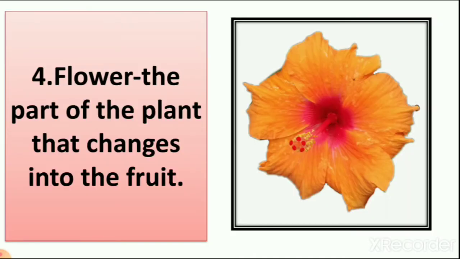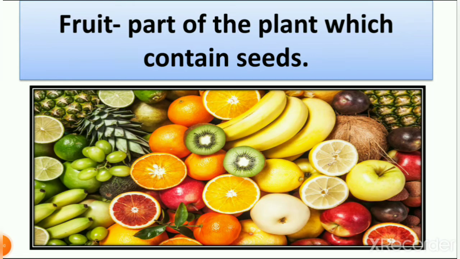Then flower, the part of the plant that changes into the fruit. Next part of the plant is fruit. Fruit is a part of the plant which contains seeds. In the previous lecture we learned about fruits, saw which fruit has how many seeds, and also learned about the color of fruits. Today we learn which part of the plant we eat and how we identify it.